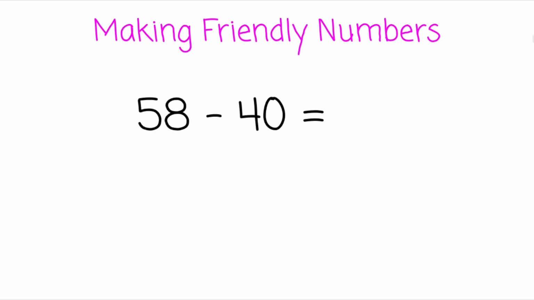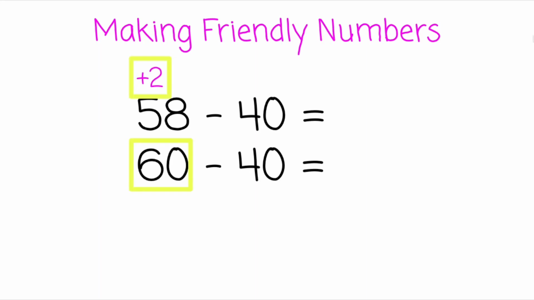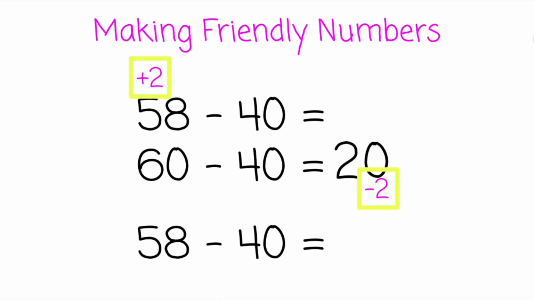Let's do one more example. 58 take away 40. Let's add 2 to 58 to make it a friendly round 60. 60 take away 40 is 20. Take that 2 away that you added. 58 take away 40 is 18.